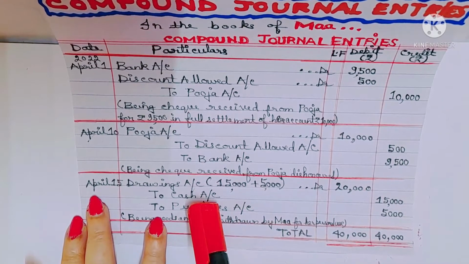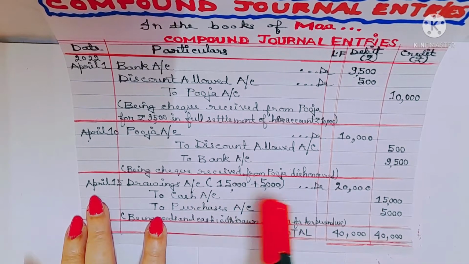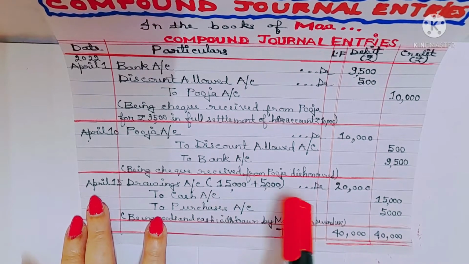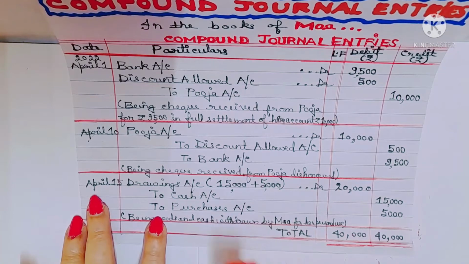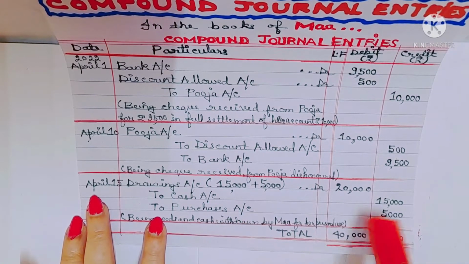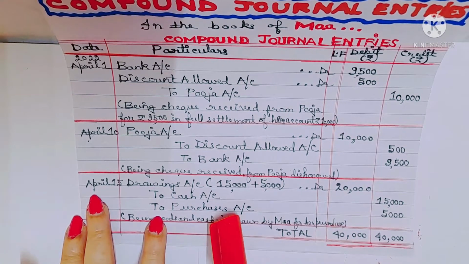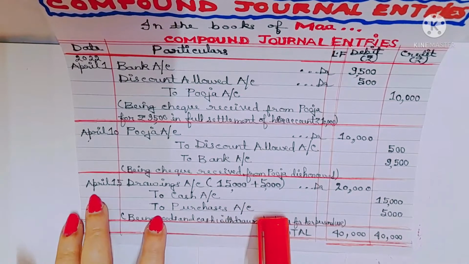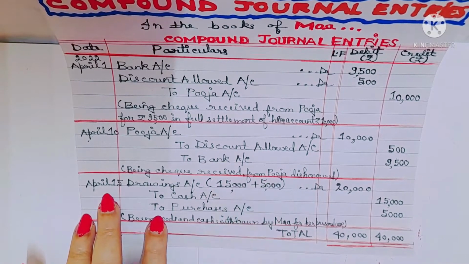So, according to real account, what goes out is credit. Since cash falls under real account, cash goes out from the business. So, cash account should be credited. What about purchases account? Credit. Purchases account, we all know, should be debit. Why is purchases account credit? Because Ma is withdrawing goods.